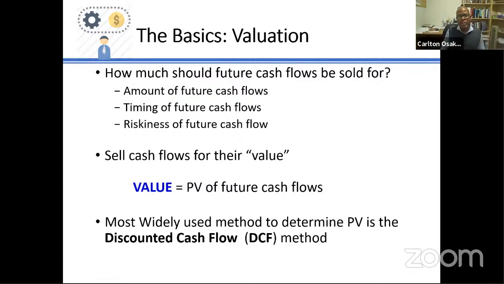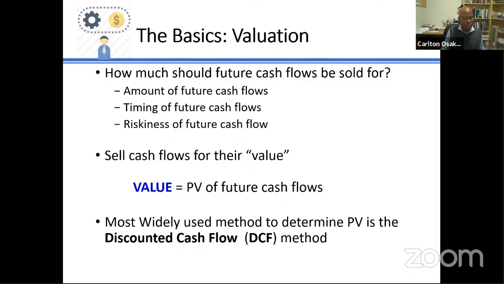And then finally, the equity investor would also be trying to assess what the riskiness is of those future cash flows. And so the way they would finance it is once they figure out all these things, the amount, the timing, the riskiness, they now say, well, this is what the value of those cash flows are, the future cash flows. And that is what you can sell the equity in the firm for. So we say then that the value, okay, is really then the present value of future cash flows.